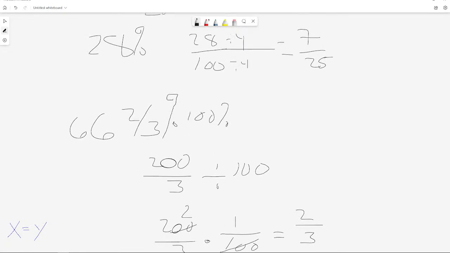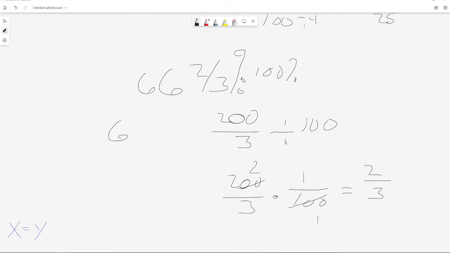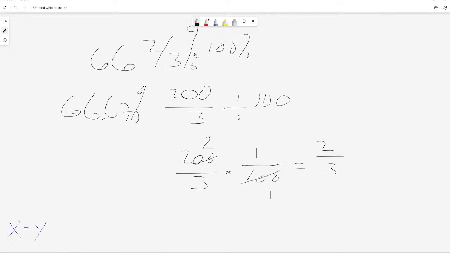I'm going to write this as a percent. My only complaint is they wrote the problem out as 66 and 2/3. They should be writing it out as 66.67%. And then we're converting it to a fraction. Anyway, I think we're going to wrap it up for today.